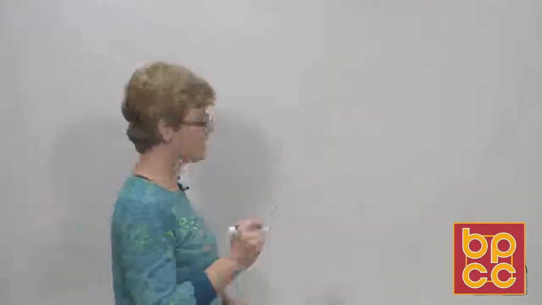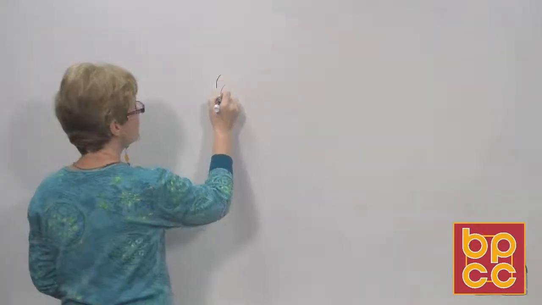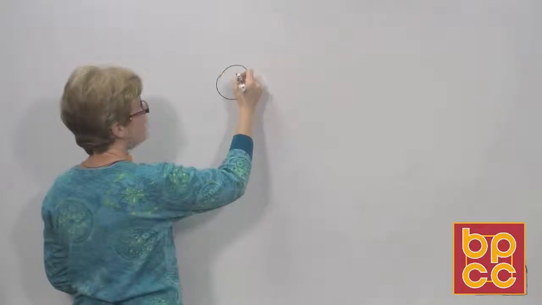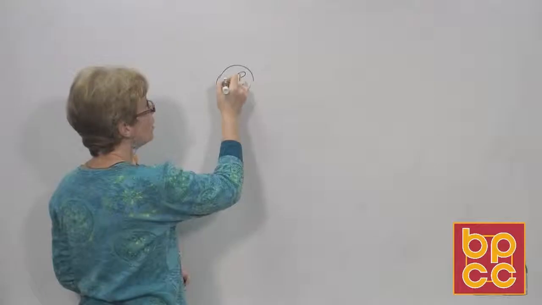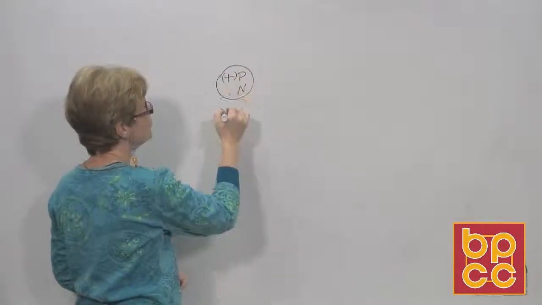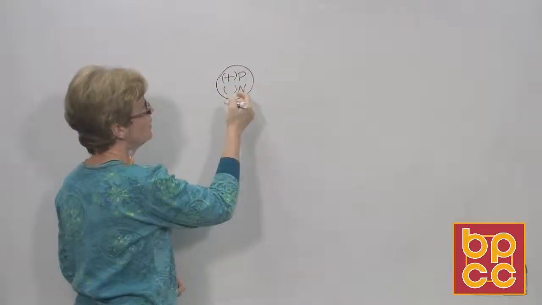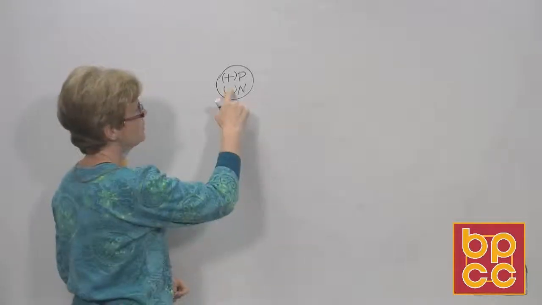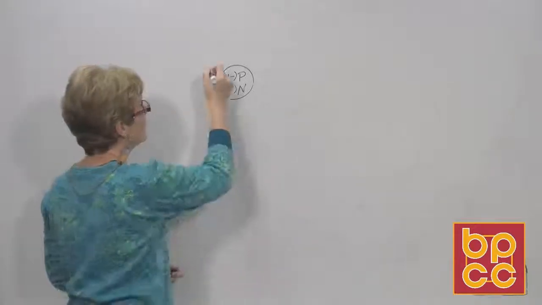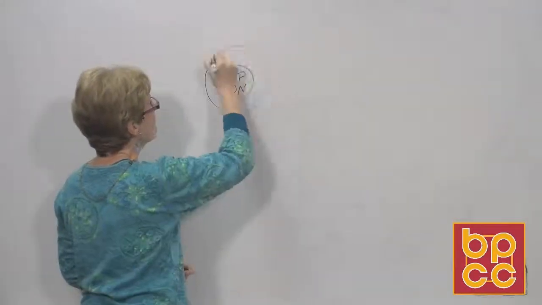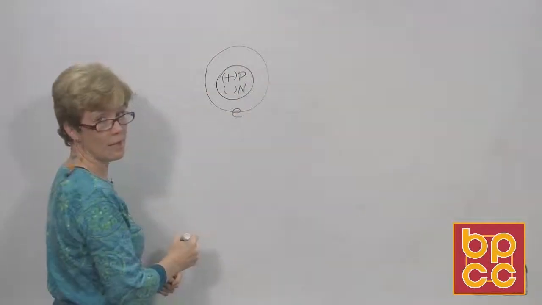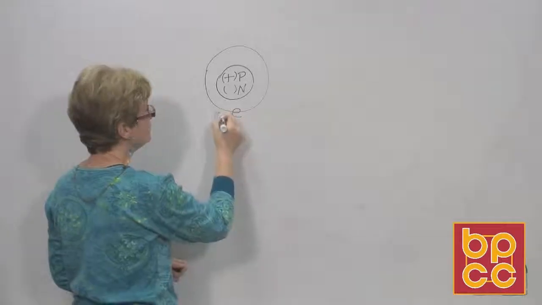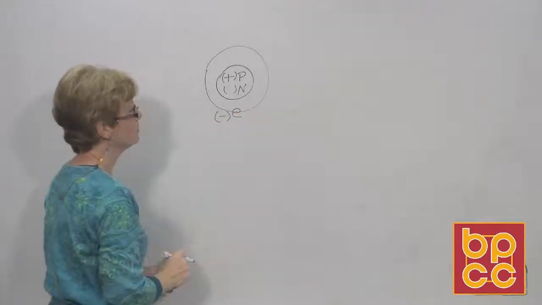When we look at an atom, we said inside of its nucleus, which is the center of the atom, it has protons and it has neutrons. The protons have a positive charge. The neutrons have a neutral charge. So I'm just going to leave that open. In the shells that surround the nucleus is a structure called an electron. Electrons have a negative charge.